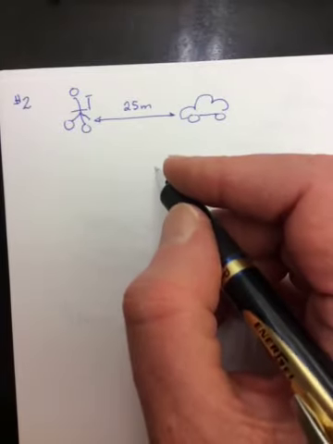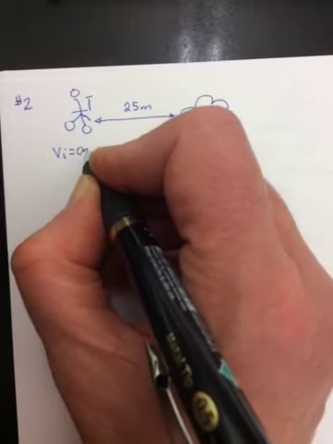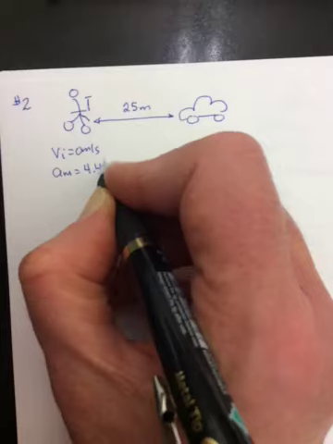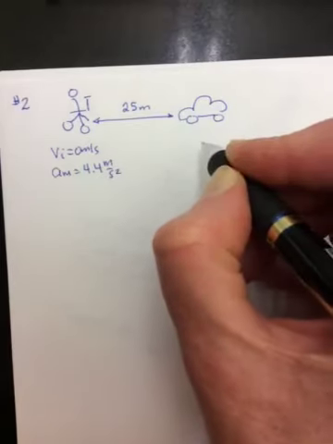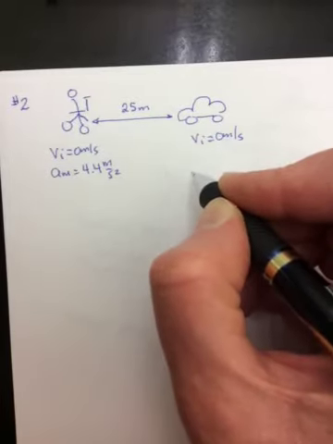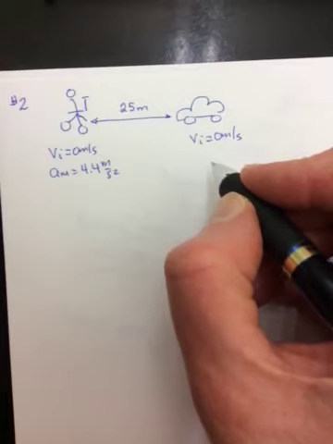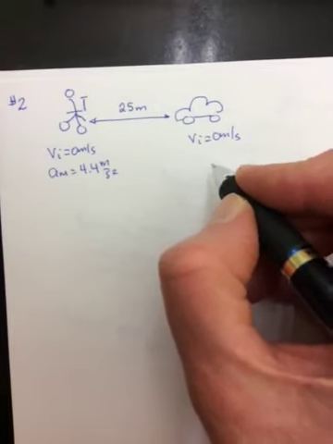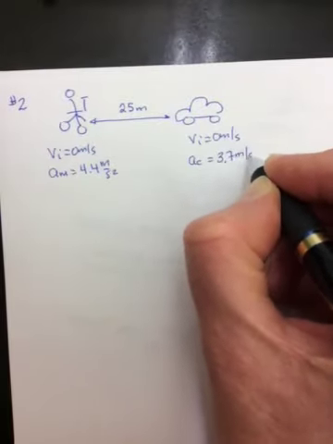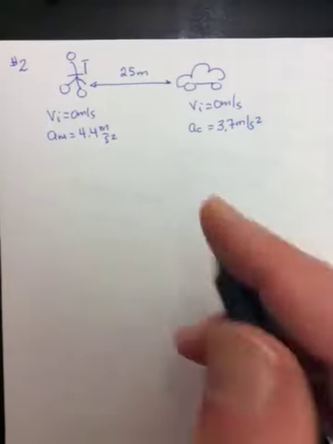The motorcycle accelerates at a uniform rate of 4.4 meters per second squared, and it starts from rest, so VI is 0. The car also starts from rest, so VI is 0. The car accelerates at a uniform rate of 3.7 meters per second squared. How much time elapses before the motorcycle overtakes the car?